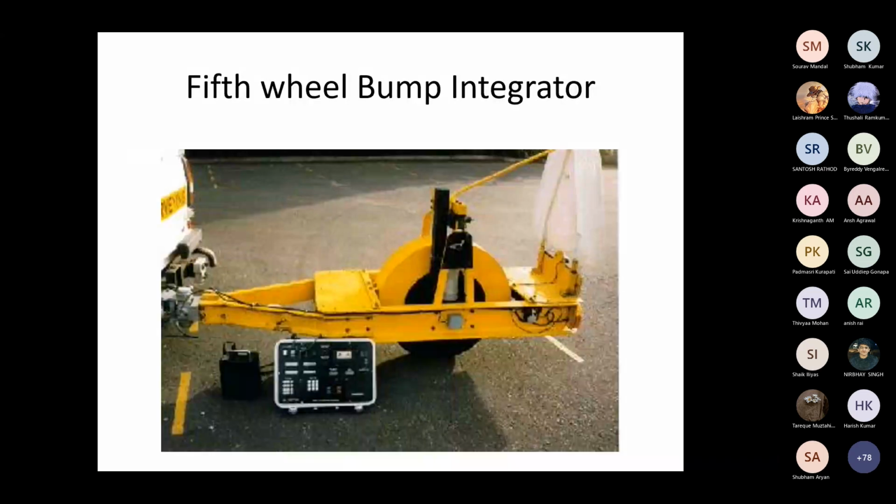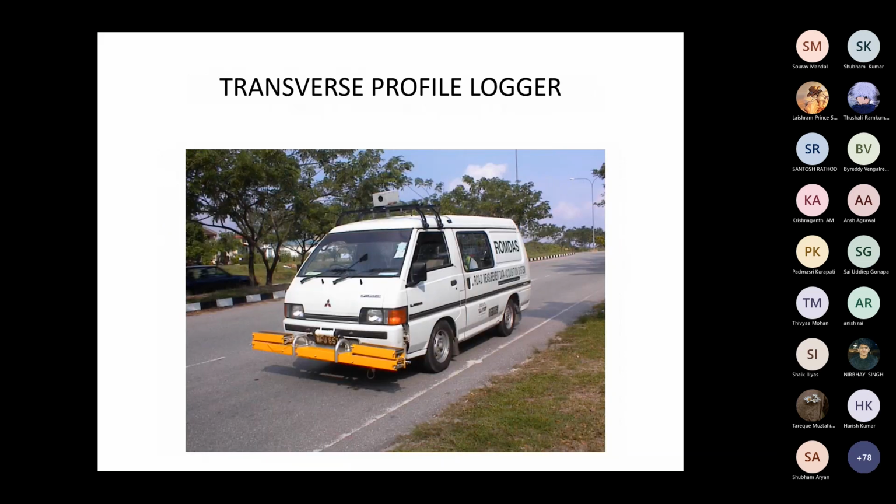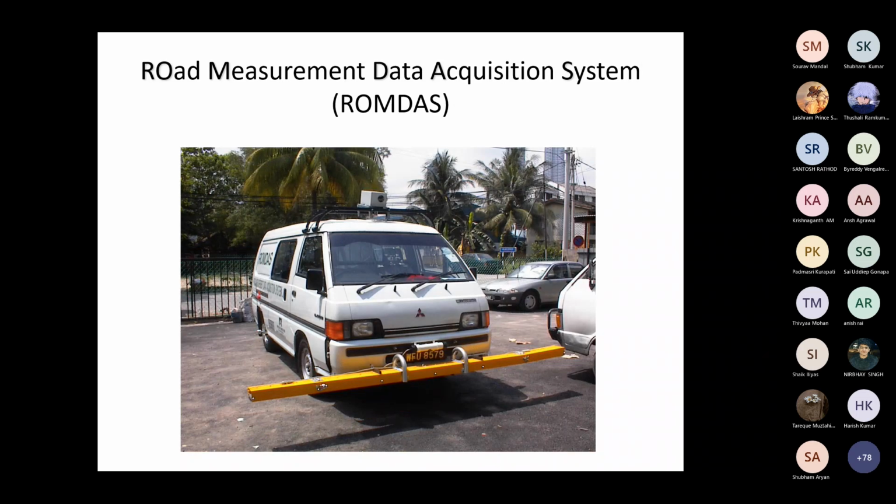This is a fifth wheel bump integrator, again to find the irregularities in the profile. Then this is a transverse profile logger which is fitted with the vehicle, automatically this will record. This is a road measurement data acquisition system, ROMDOS. This is an equipment where automatically you can connect and you can find the distresses of the pavement. About this you can see video cameras are there.